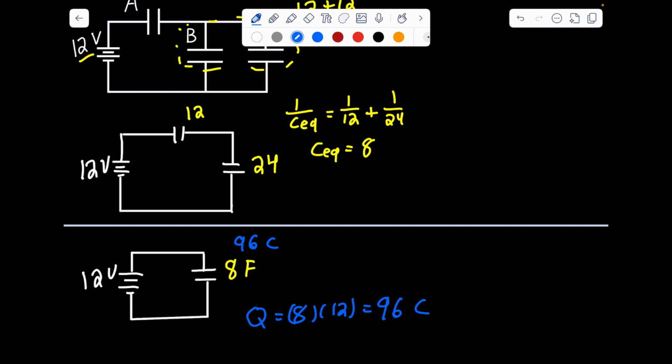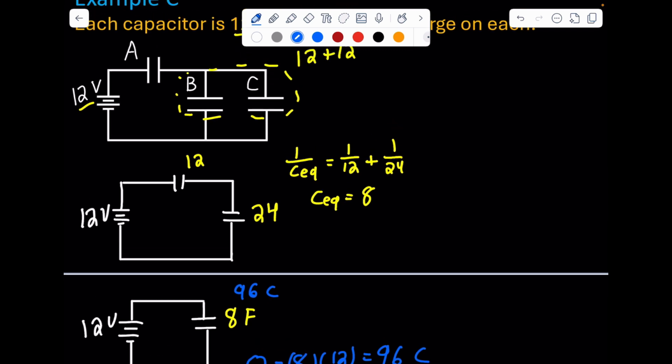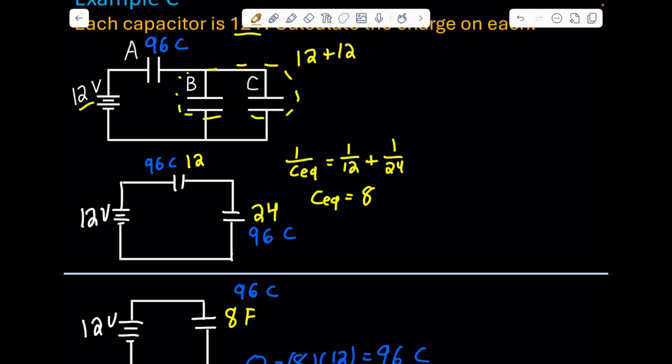I'm going to go back to the original circuit. But first I'll go back to step 2. Here, the 12 and the 24 are in series. In series, current's the same, so charge is the same. So they each have 96 coulombs of charge, which means capacitor A then has 96 coulombs of charge. Now this doesn't give me the charge for B and C.